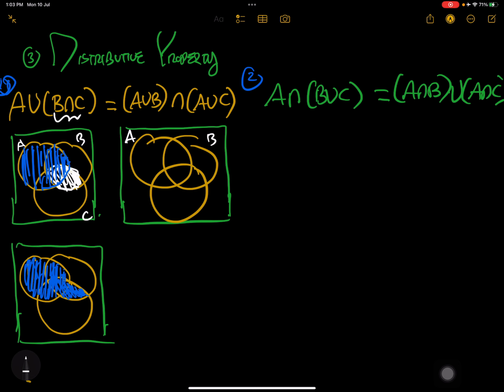Set A, set B, set C. Now this first one says A union B. We want to join the whole of A union B, and it's like this. Yes, we are joining the whole of A union B. We are joining A together with B, and that's what we have done. We've brought A and B together.